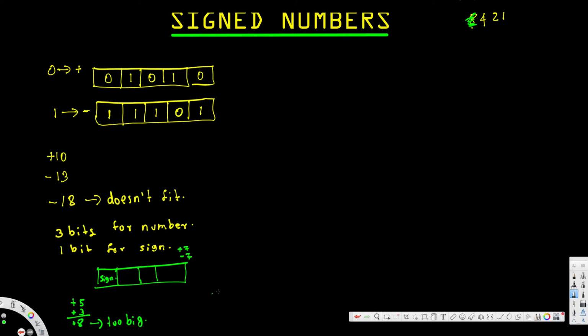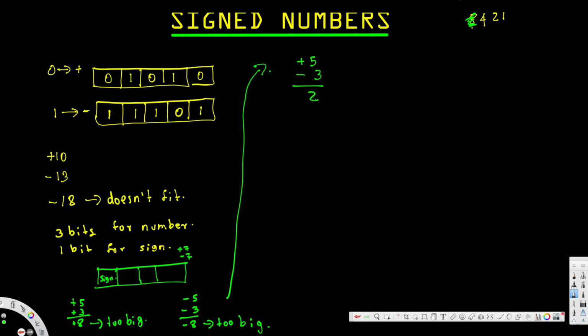Now let's look at some other examples. Minus 5, minus 3, minus 8, too big. And let's see some others. Let's continue this one right here. Plus 5 minus 3 gives us 2. So here you can see when we have the same sign, it's a problem because we get a number that is too big. But when we have opposite signs, we don't have much problem, right? And even with the same sign, we won't have a problem if it's a small number.